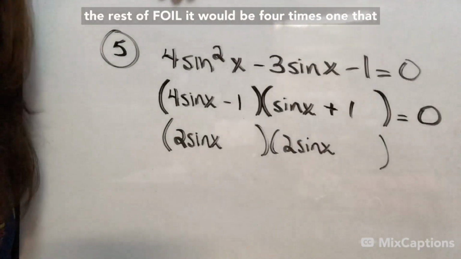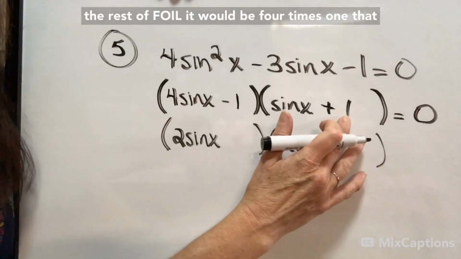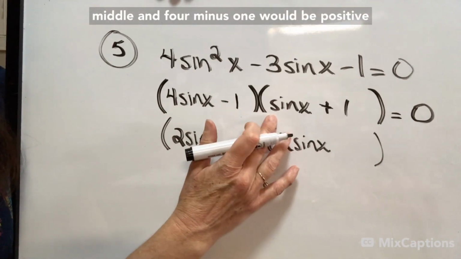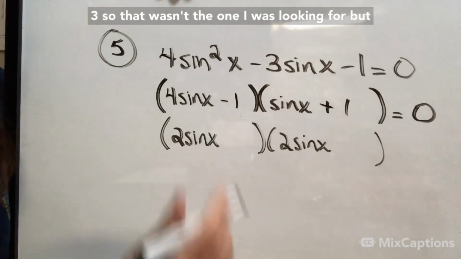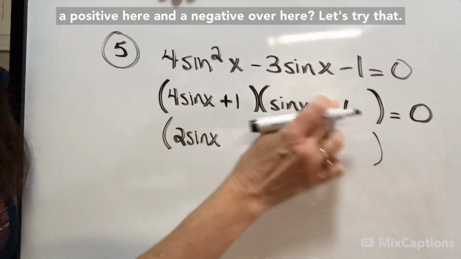So if I were to do the rest of FOIL, it would be 4 times 1, that would be 4, and then -1 would be in the middle, and 4 minus 1 would be +3. So that wasn't the one I was looking for. But what if you switched it around? What if you put a positive here and a negative over here?